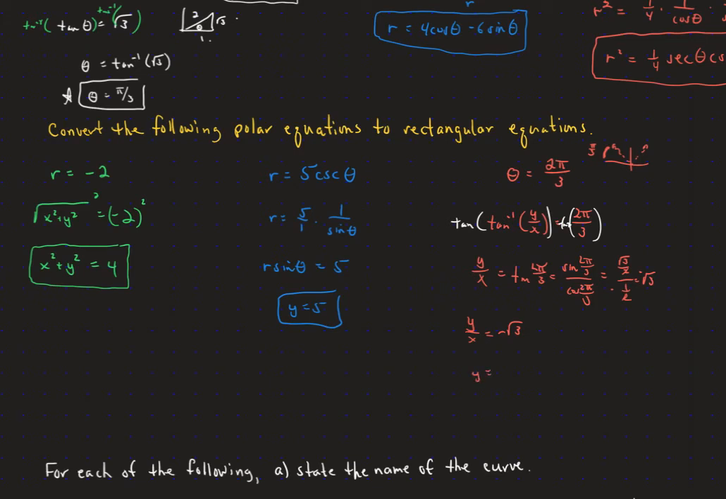So multiplying the x to the other side, we see it's a straight line with slope negative square root of 3 and y-intercept 0.